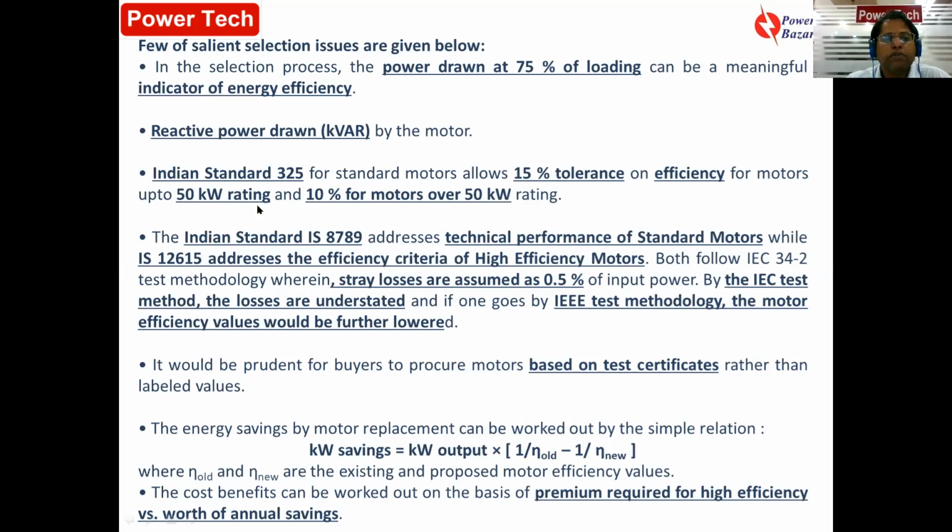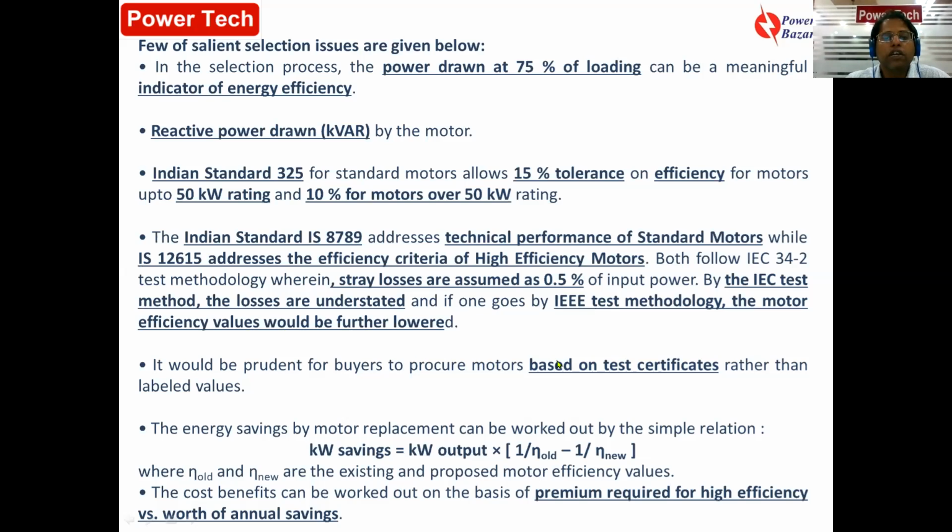Then there are a lot of standards on which the motor is selected or procured. Two are Indian standards: IS 8789, which talks about technical performance of standard motors, and IS 12615, which addresses the efficiency criteria of high efficiency motors. Then there is the IEC test method, and another one is the IEEE test methodology. So these are the international standards. But in IEC, stray losses are assumed at 0.5%. In IEC, losses are understated, that means it shows a higher efficiency. But in case of IEEE, the efficiency will be lower because it reports higher losses.